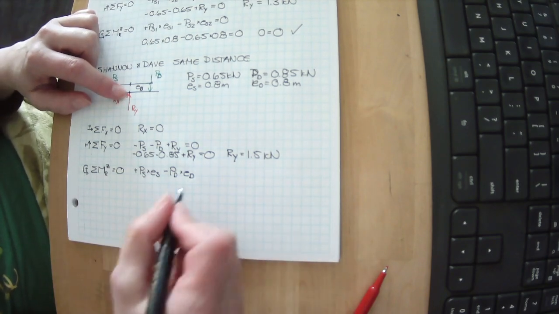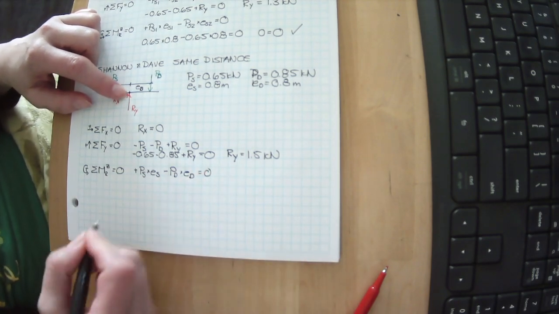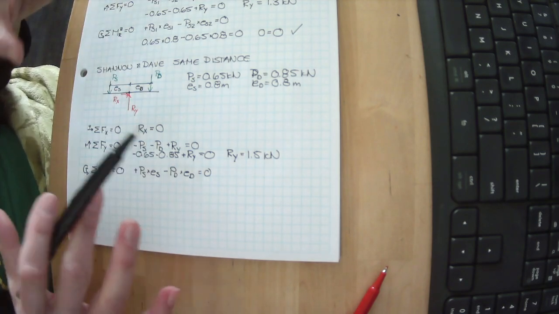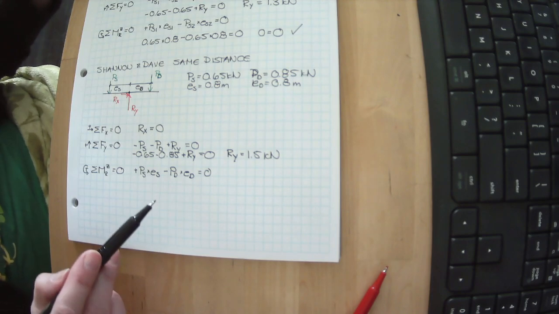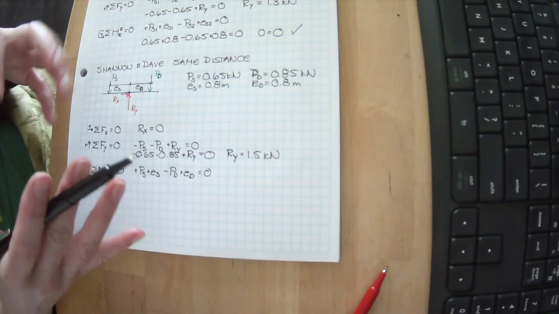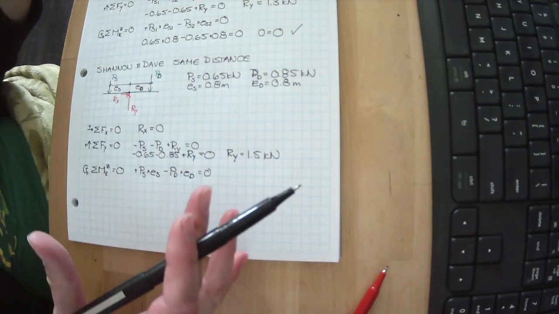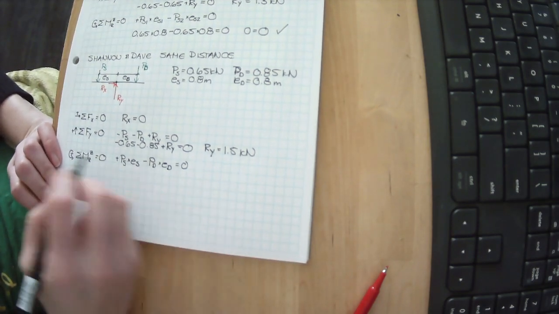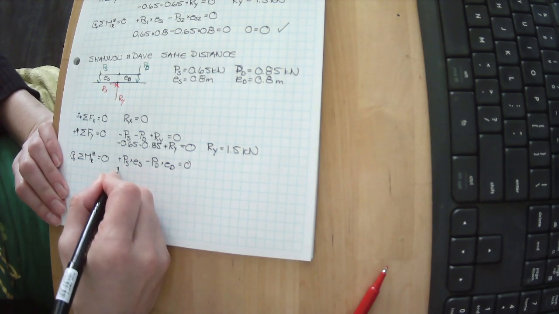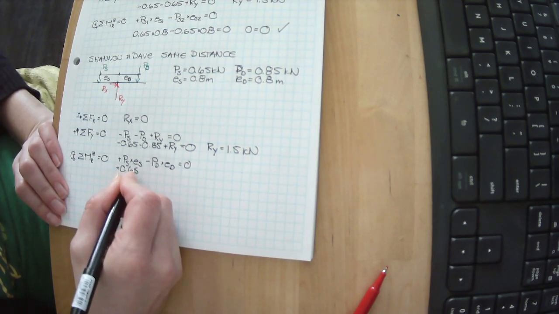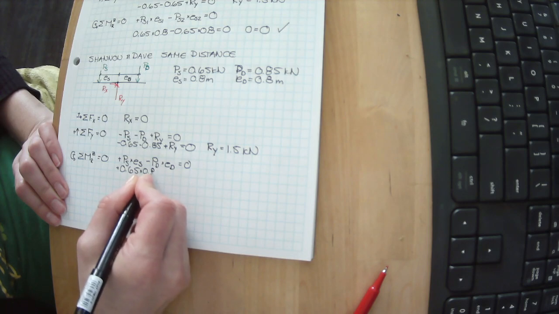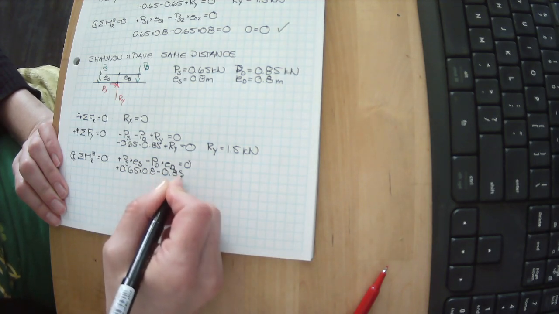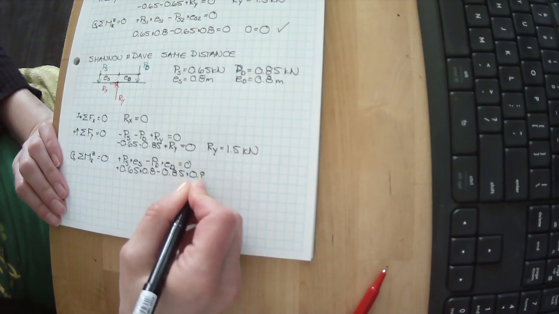And then it doesn't look like there's anything else causing this to spin. We don't have a reaction that can restrain it from spinning. So there's nothing that we can use to try to say, hey, if this thing's strong enough, it won't spin. We only have the actual loads applied to it. Let's calculate this out. We have 0.65 times 0.8 minus 0.85 times 0.8.